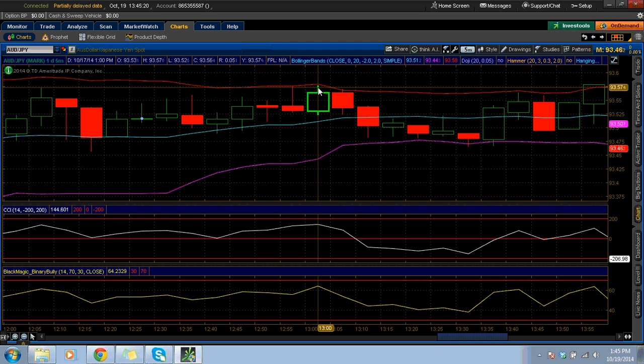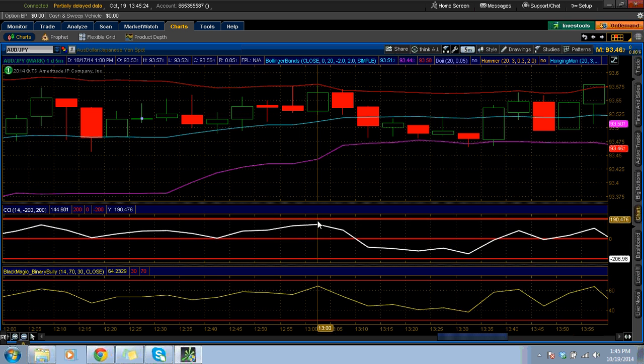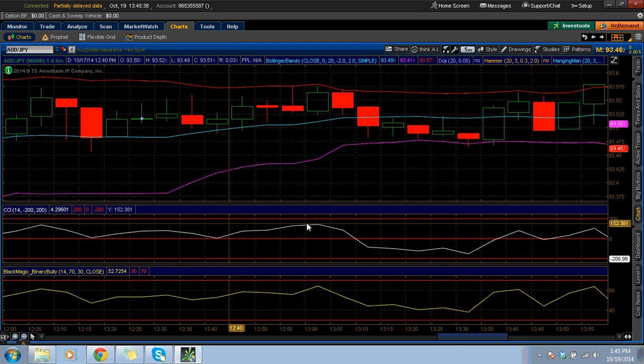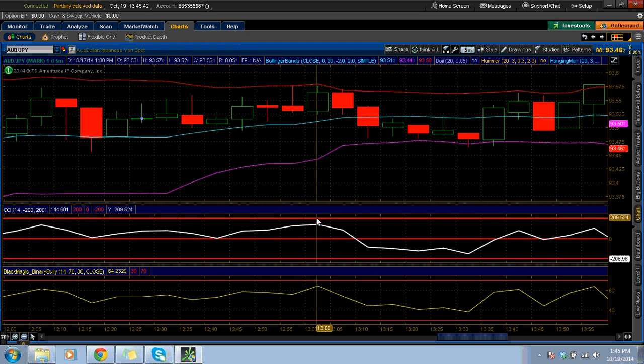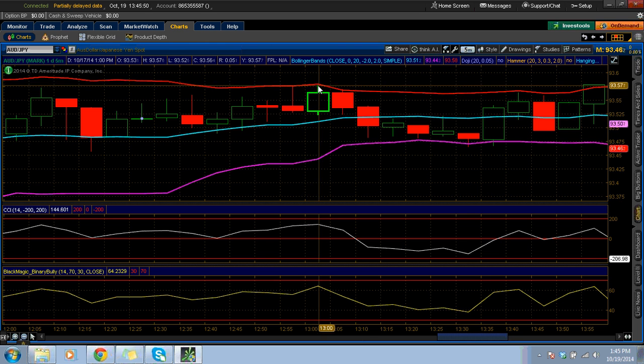At the end of that 5 minutes, you also want the Black Magic RSI to be very close to the 70 line, or touching it, or broken through it, okay? And your CCI, you want it to be very close to the 200 line, or broken through it, okay? And you want your Bollinger Band to be touching or extremely close to that top Bollinger Band.